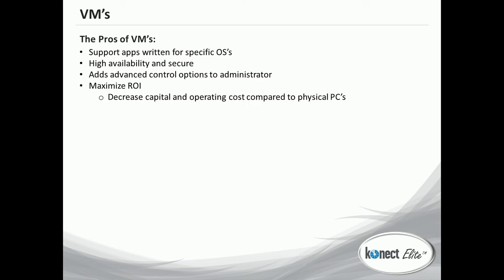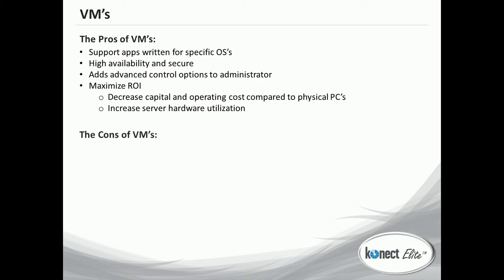VMs also help to maximize return on investment. A company can decrease the capital and operating costs by sharing VMs to users rather than having physical devices everywhere to manage and maintain. VMs also increase the hardware utilization. VMs can be moved, copied, and reassigned between host servers to optimize hardware resource utilization, essentially getting you more bang for your buck.